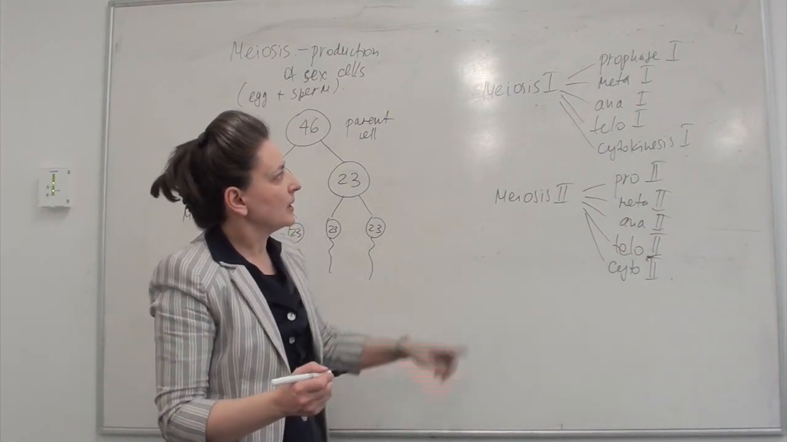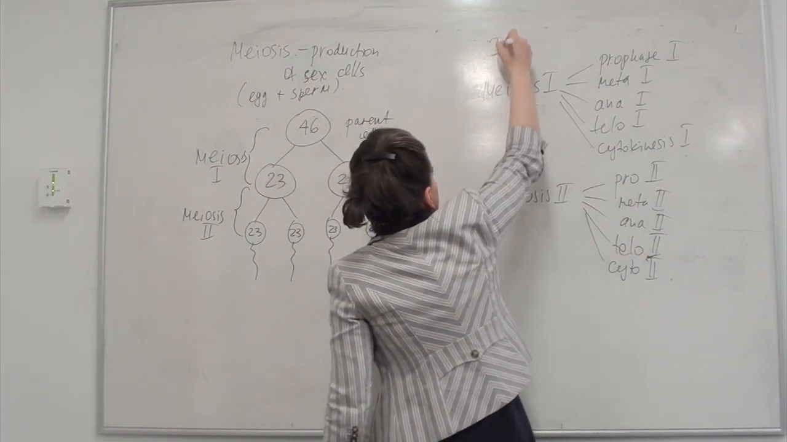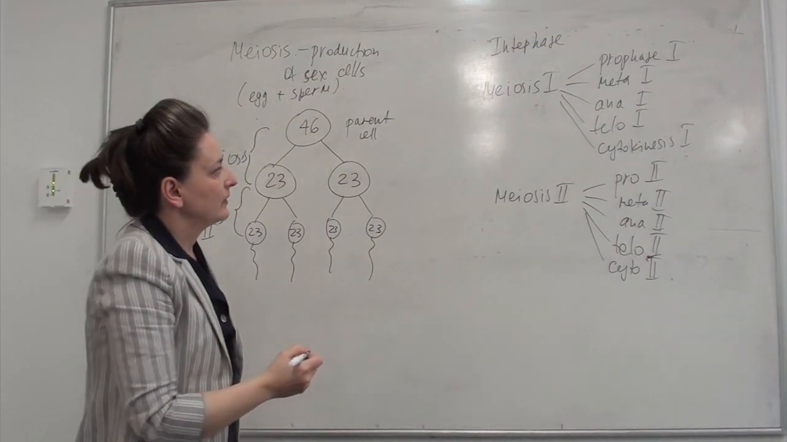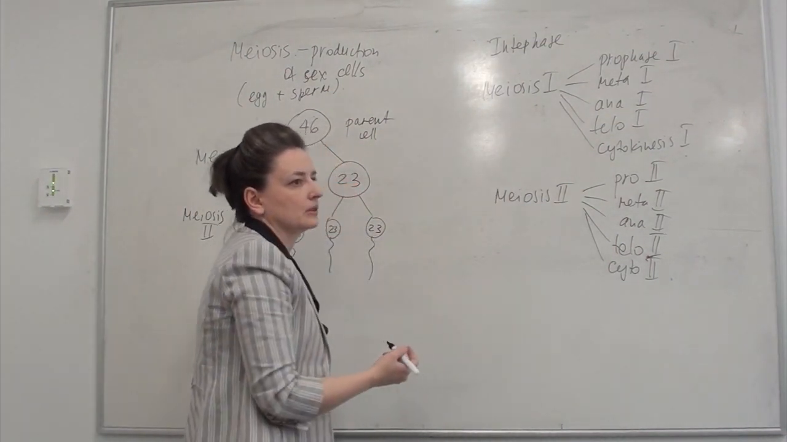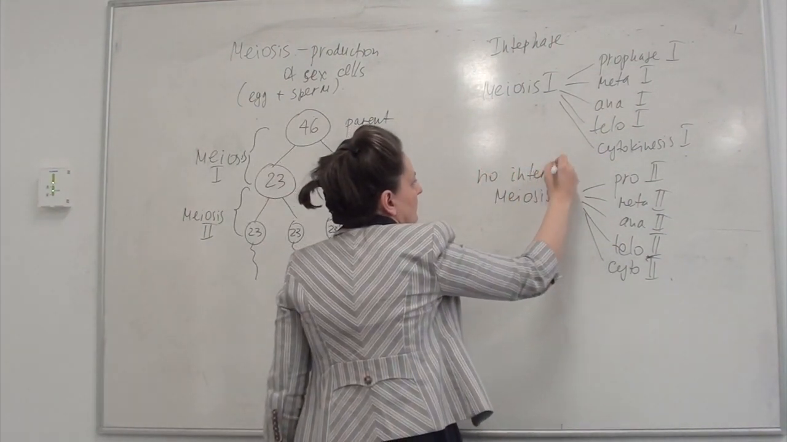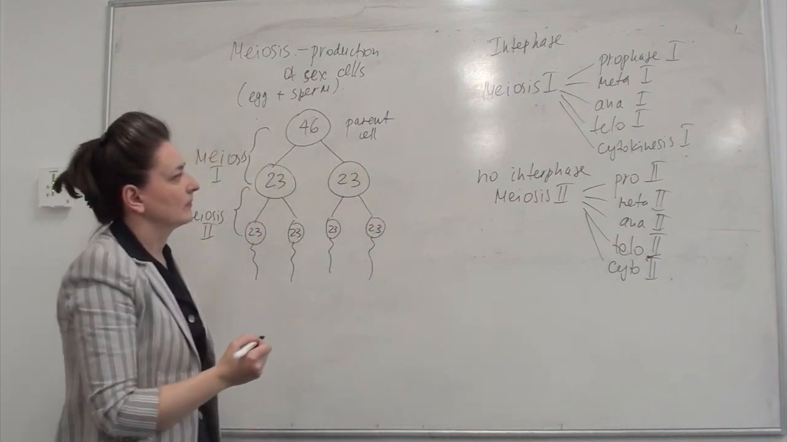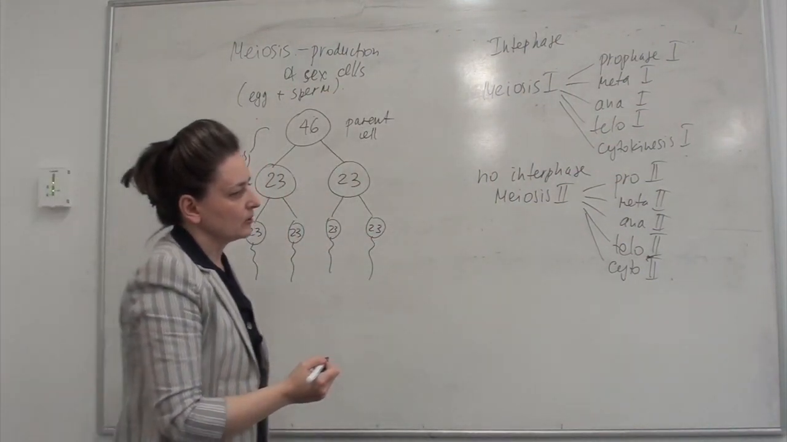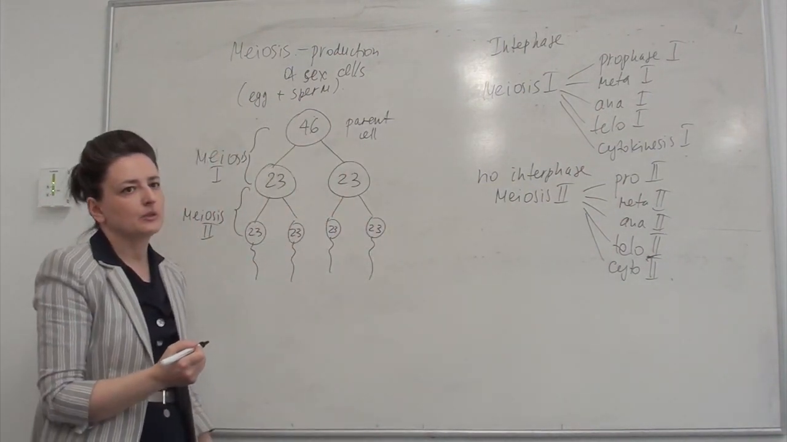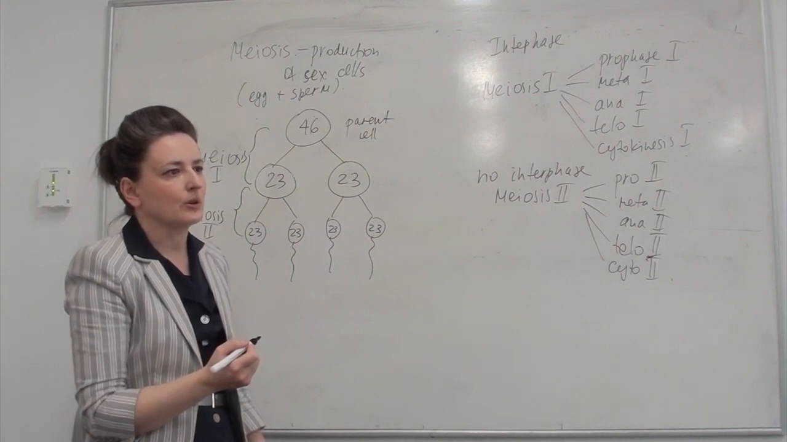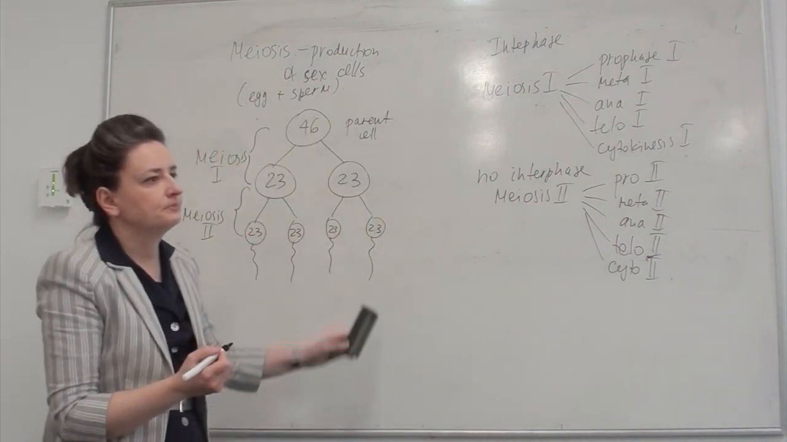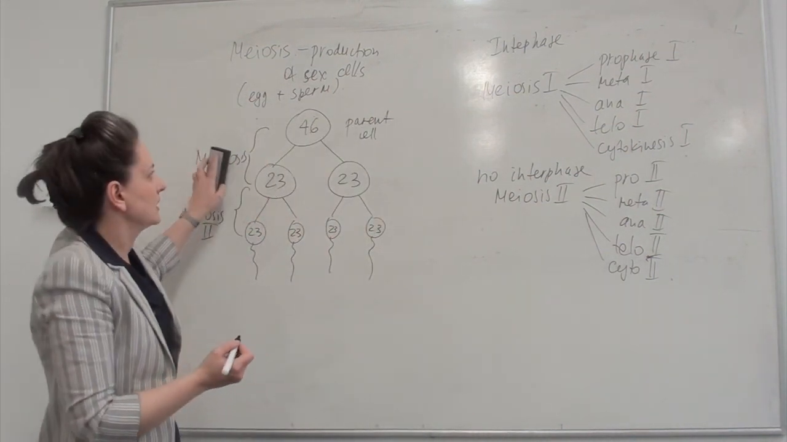And then before meiosis 1, you will have interphase. But then you will not have interphase between the first and second division, so no interphase here. And so when you get all the way to cytokinesis 2, this is when you end up with your end product, which is either going to be sperm or egg. So far, so good?